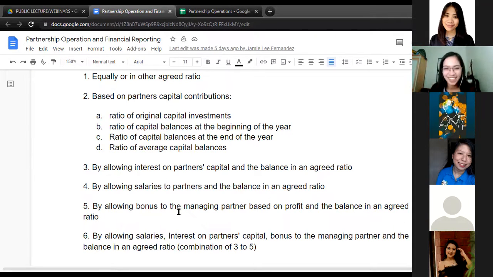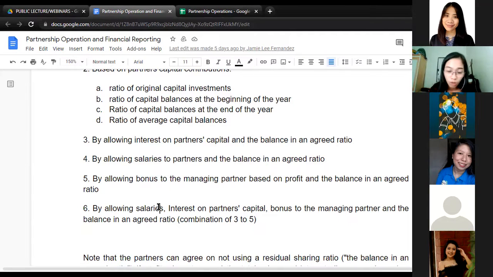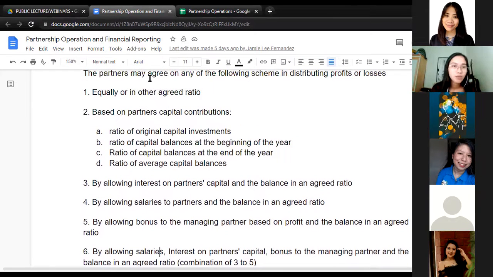Sa susunod na meeting natin. And minsan, kung makikita nyo, ang nandoon lang sa stipulation, interest lang, kung minsan salaries lang, minsan bonus, or combination nitong tatlo. Yun. So, yun lang naman yung kailangan nating malaman for now. And tingnan natin, stop share ko muna.